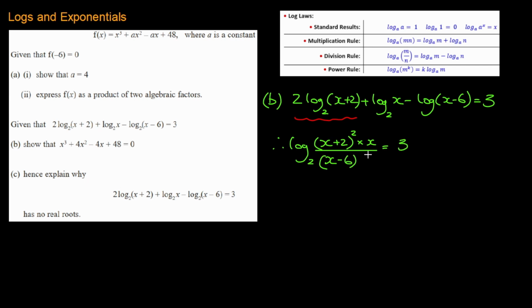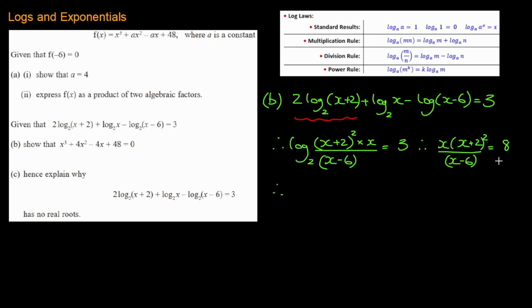Now we take antilogs with respect to base 2. So this 3 will be sat as an index on top of the base 2, and the antilog of this side, the log will just effectively disappear. So therefore we get x plus 2 squared divided by x minus 6 equals 2 raised to the power 3, which is 8.